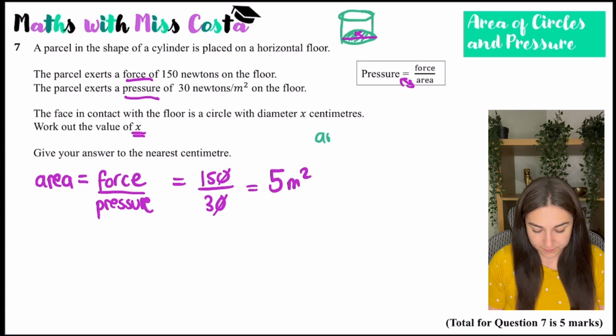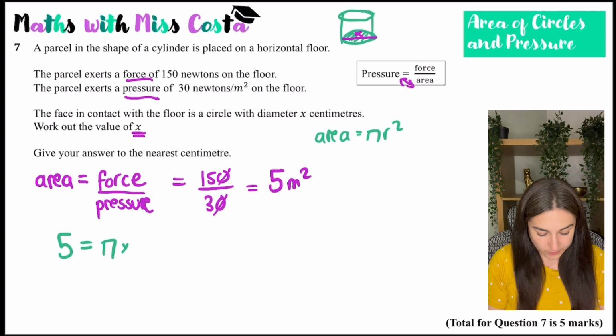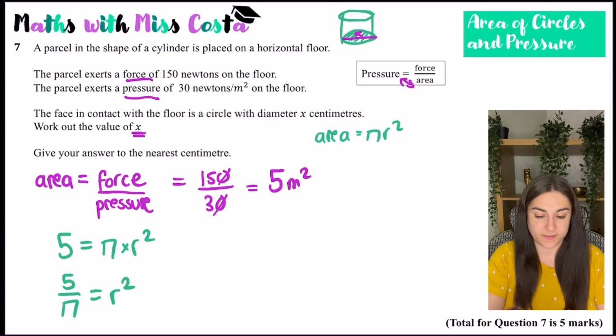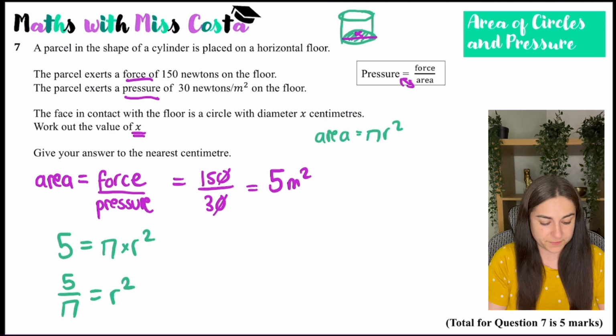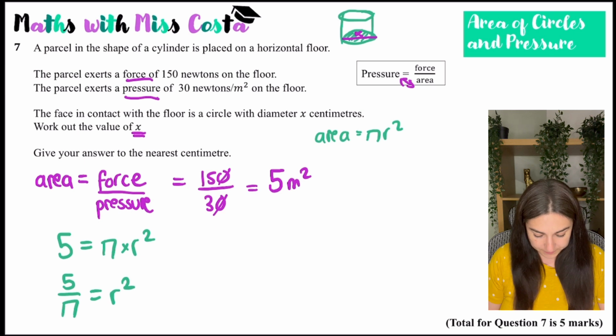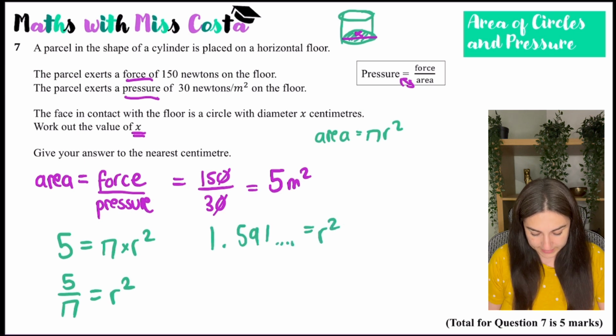Now once again, what's the formula for the area of a circle? It's pi times radius squared. So I know that 5 is equal to pi times radius squared. So if I just rearrange that, 5 over pi is the radius squared. And let's type that into a calculator. So 5 divided by pi is 1.591 is the radius squared.